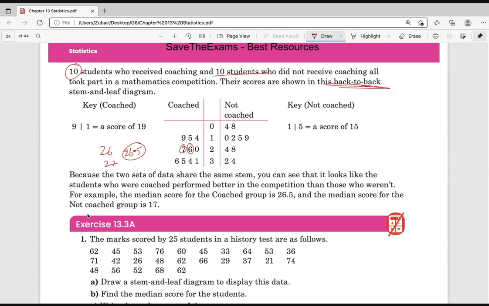And the median score for not coached is 17. I'm counting 1, 2, 3, 4, 5. So fifth one is 15 and sixth one is 19. So median score 17 and on the other side median score is 26.